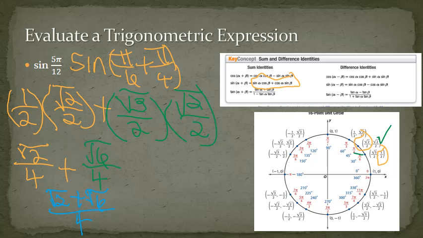Sum and difference identities being used to evaluate a trigonometric expression that is given to us in something that is not in and of itself on the unit circle, but we can use the unit circle using this sum and difference identity to evaluate. Got it? I know you do.